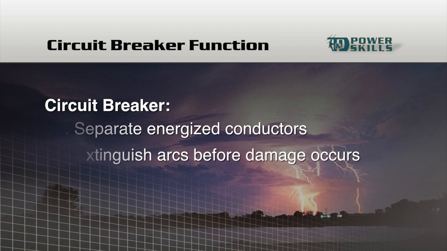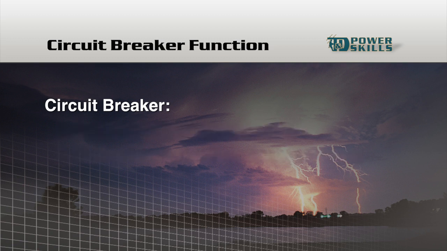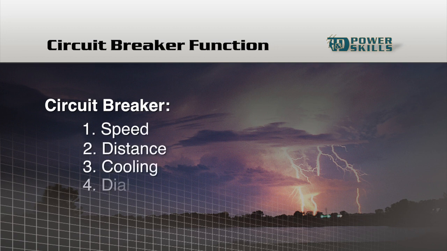In a circuit breaker, a number of factors work together to extinguish an arc and interrupt a circuit. The main factors we're going to look at are speed, distance, cooling, dielectric strength, and current zero.